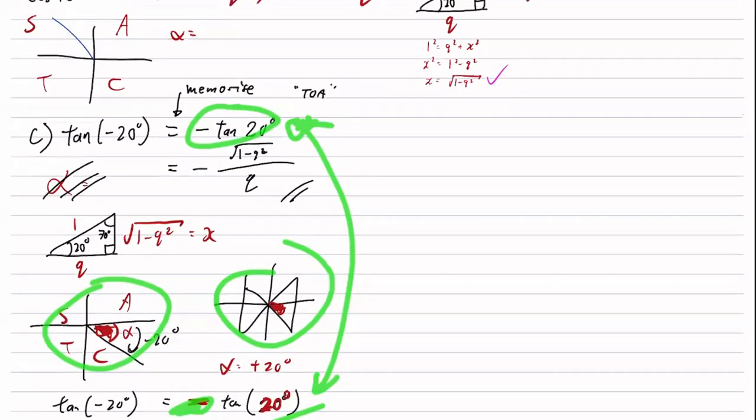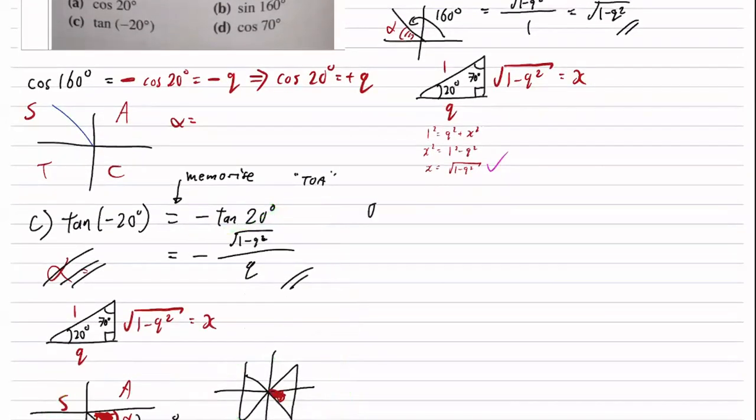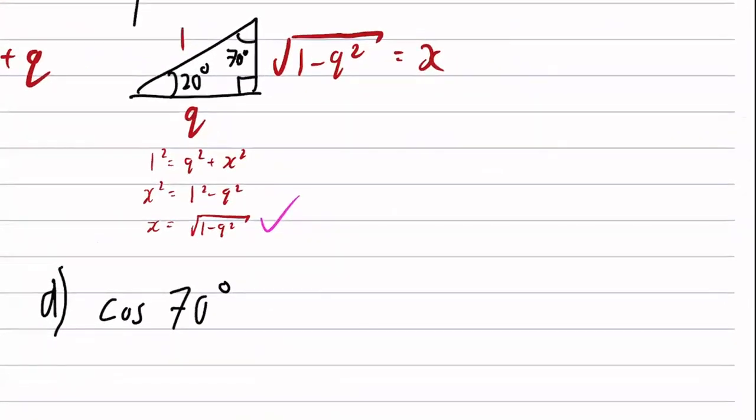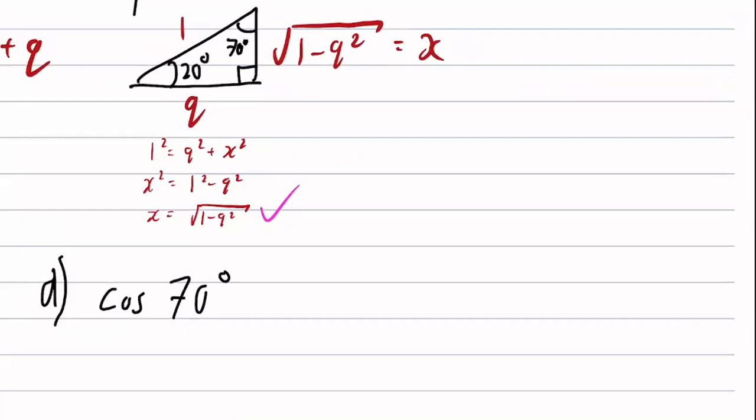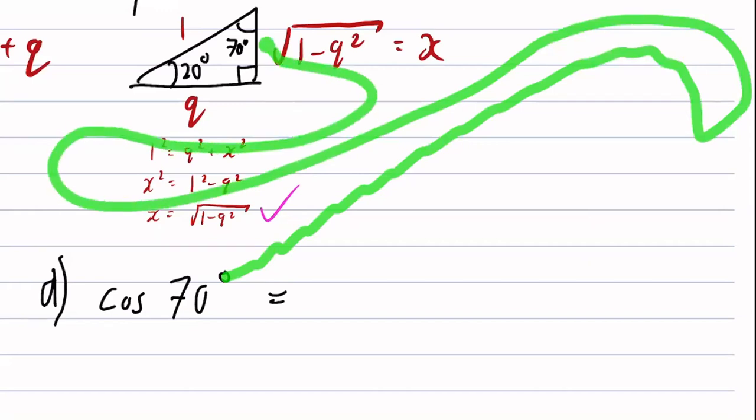Let's move on to part D, cosine 70. How to get cosine 70? 70 is what kind of angle? Acute angle. So yeah. But very special 70. It looks very familiar. Where have I seen 70 before? Wait, what do you mean? Where have I seen 70 before? Okay.